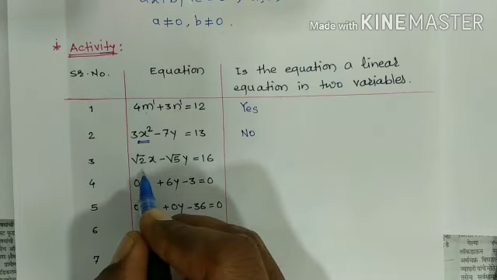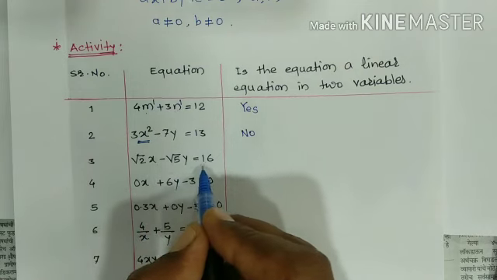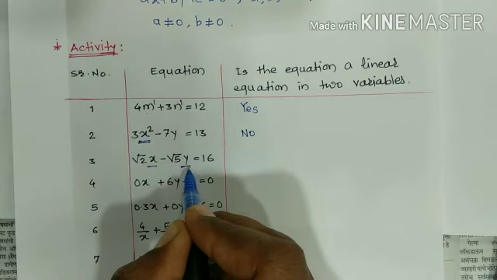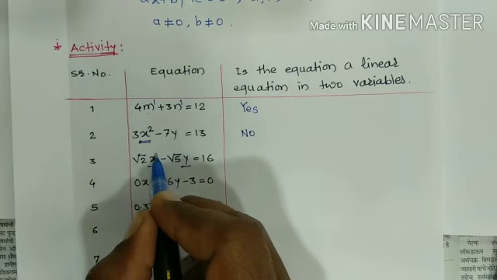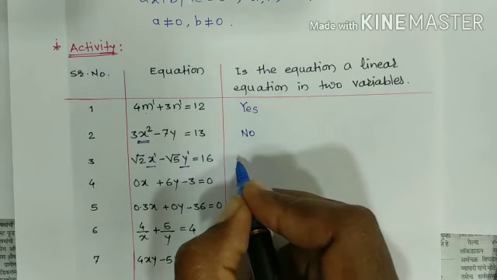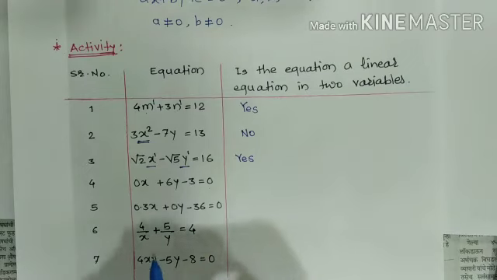In this example, root 2x minus 5y equals 16. Here the degree of each term containing a variable is 1. So the equation is a linear equation in two variables.